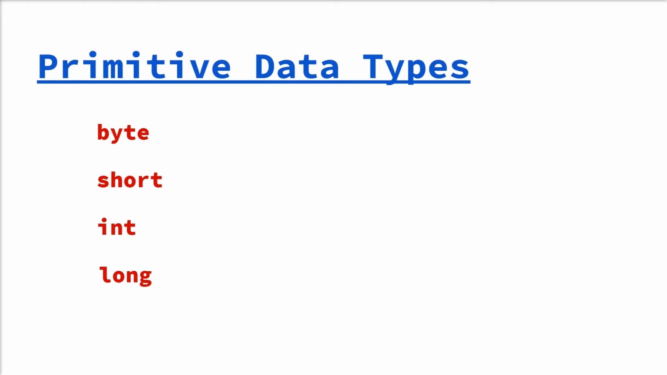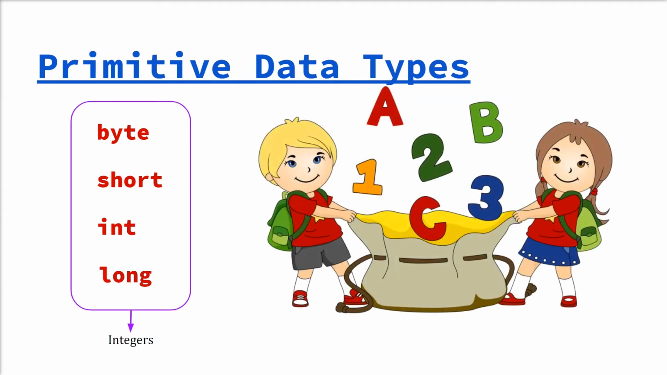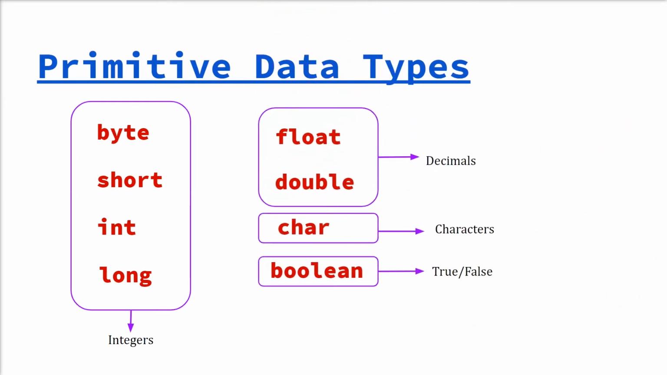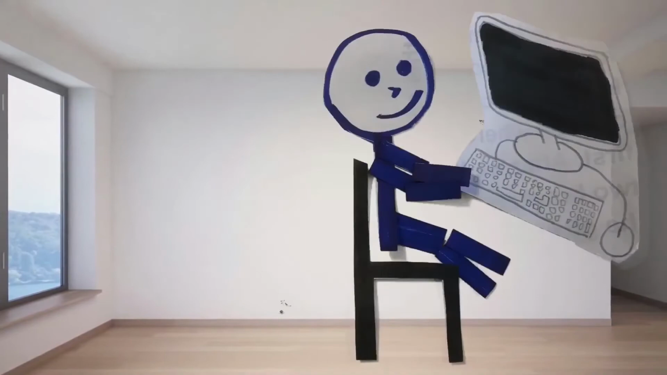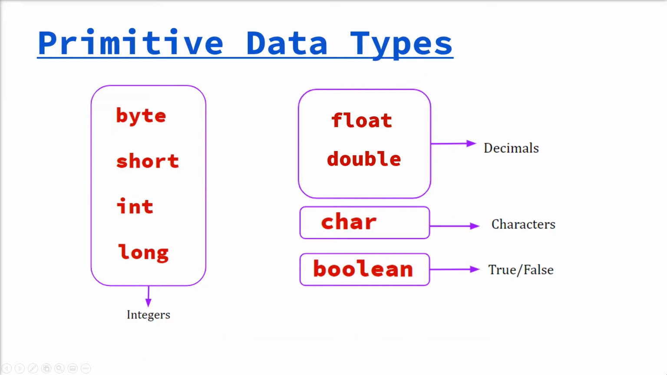In the previous video, I introduced to you 4 of the 8 primitive data types, and they're all integers. When you were small, remember, you learn about numbers, and then along with that, you learn decimals and the alphabet. And so in this tutorial, I'll be showing you how they exist in Java. So after finishing integers, it's time to move on to decimals.